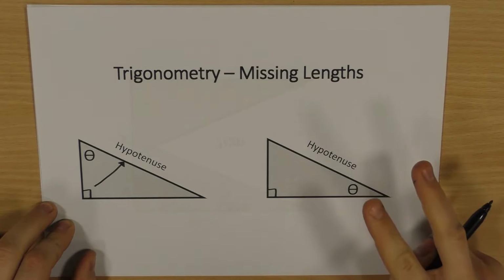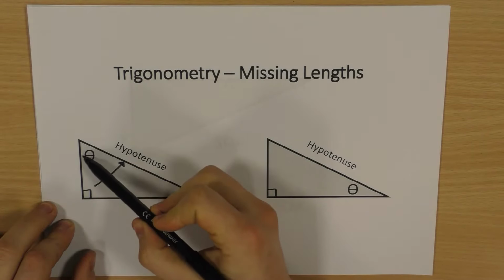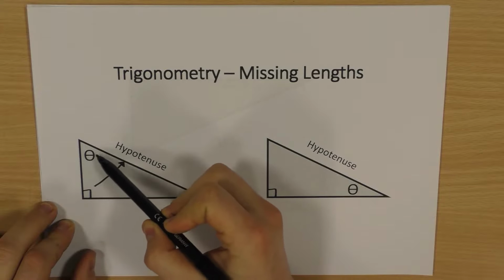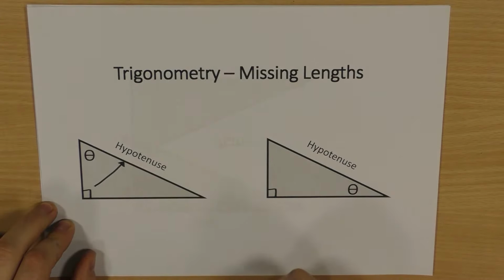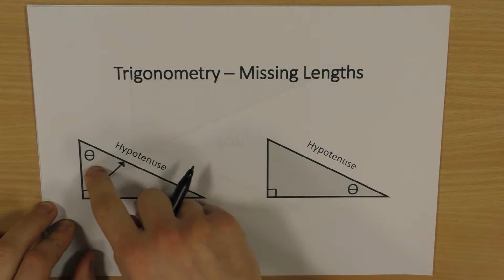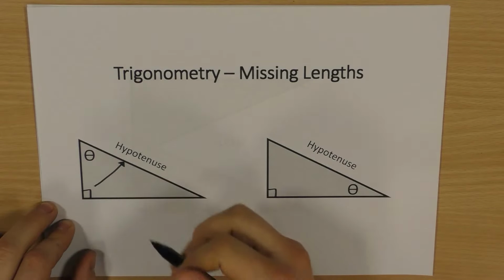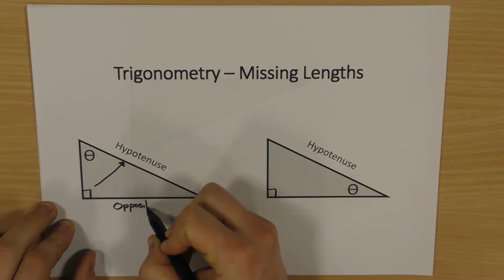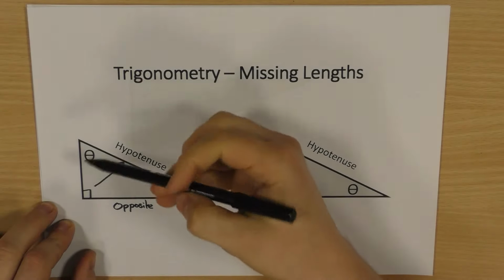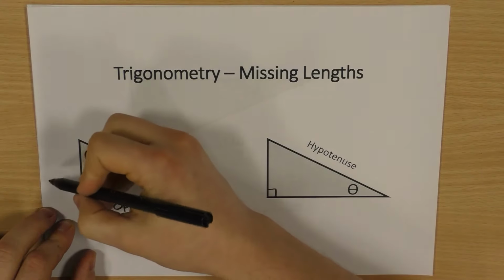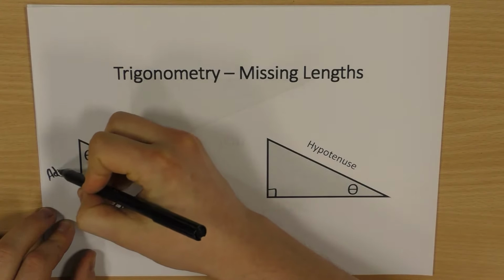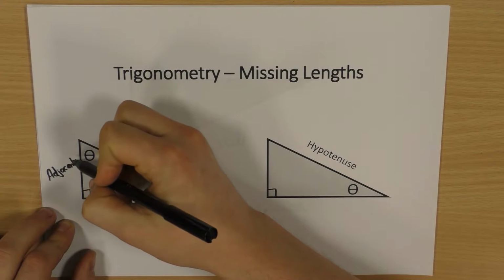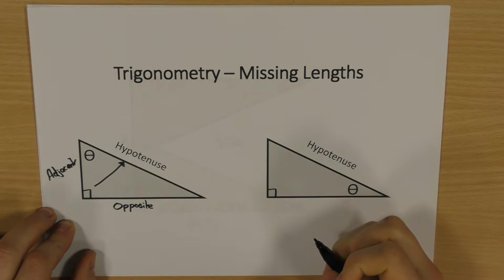The other two lengths depend on where the angle is. So theta is the symbol we give to an angle, and in this particular case it's here. So the other two sides are called the opposite and the adjacent, and it depends on where this angle is. The opposite side, as you've probably guessed, is opposite the angle. So this side here is the opposite. Now this side here is therefore called the adjacent. Okay, it's called the adjacent.